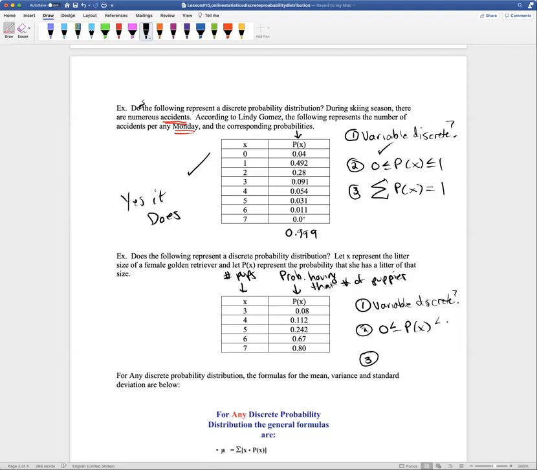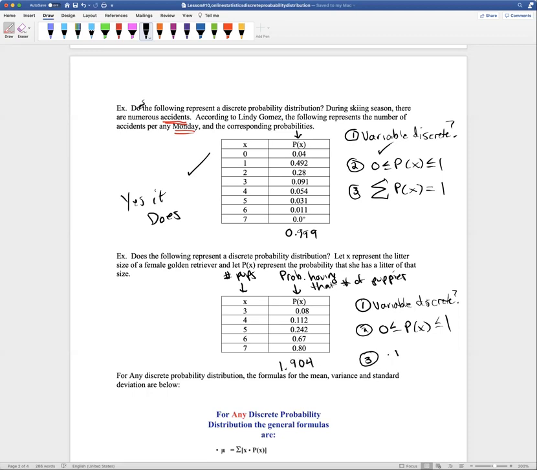So that checks. Last but not least, now we have to check and make sure that the sum of the probabilities is 1. That means the entire sample space is covered. So let's see what's going on here. We have 0.08 plus 0.112 plus 0.242 plus 0.67 plus 0.80. Oh no, look at this. What do we get? We get 1.904.